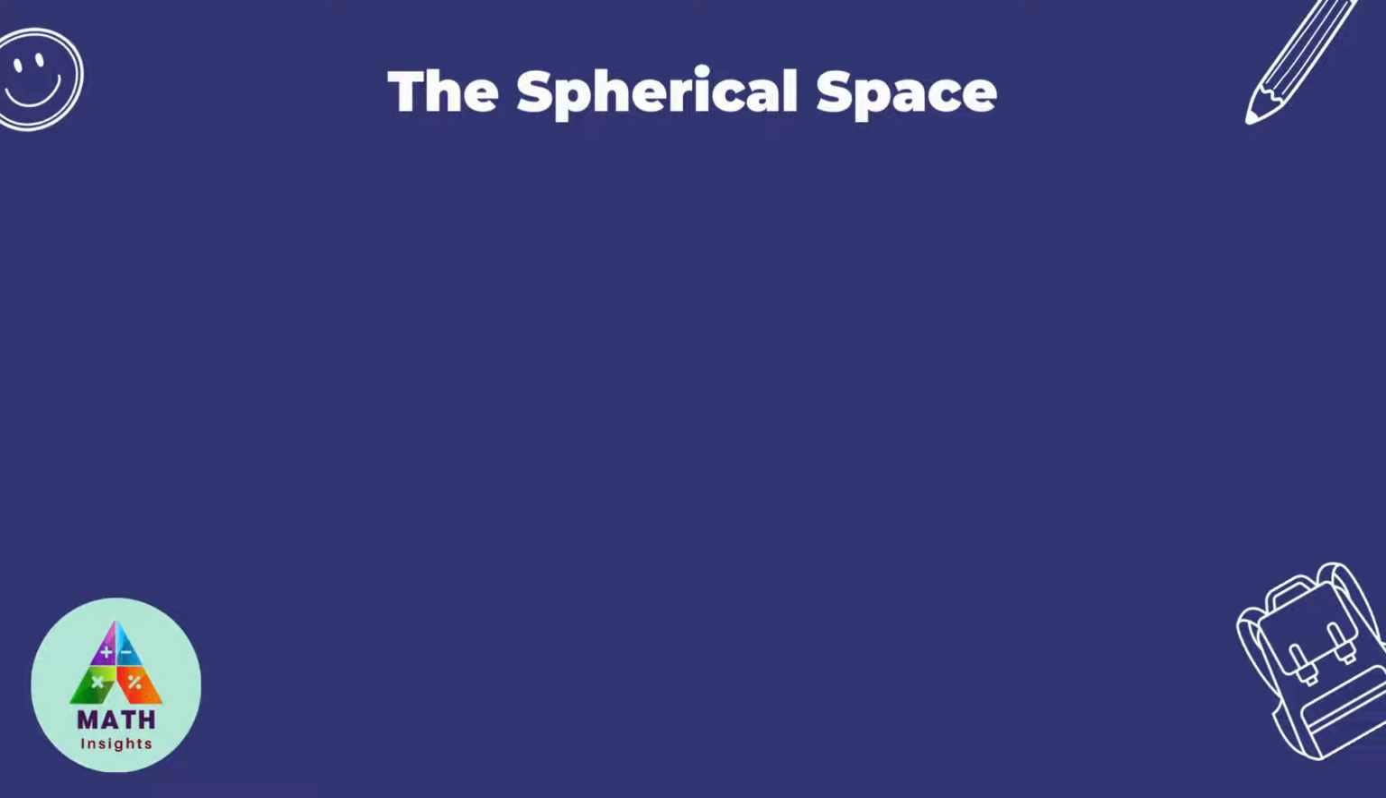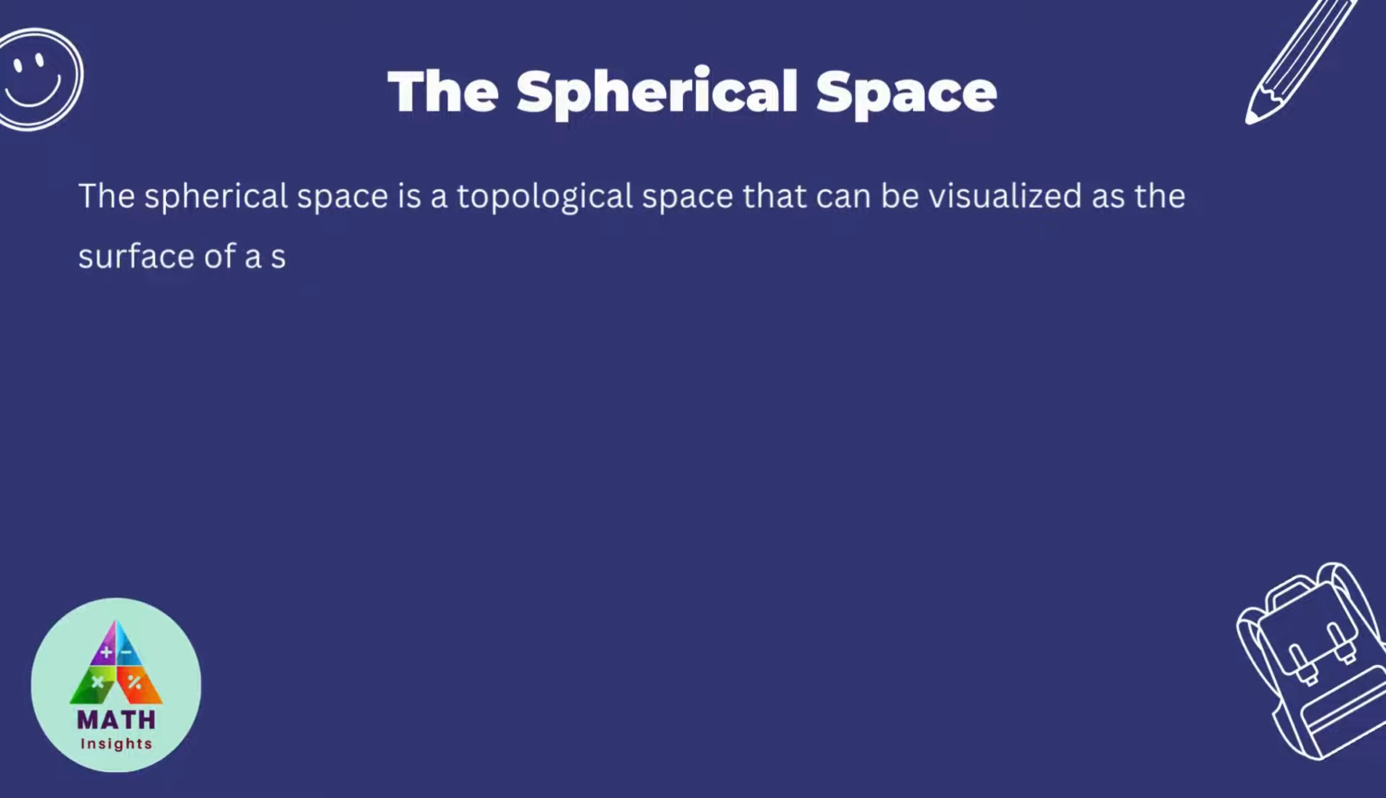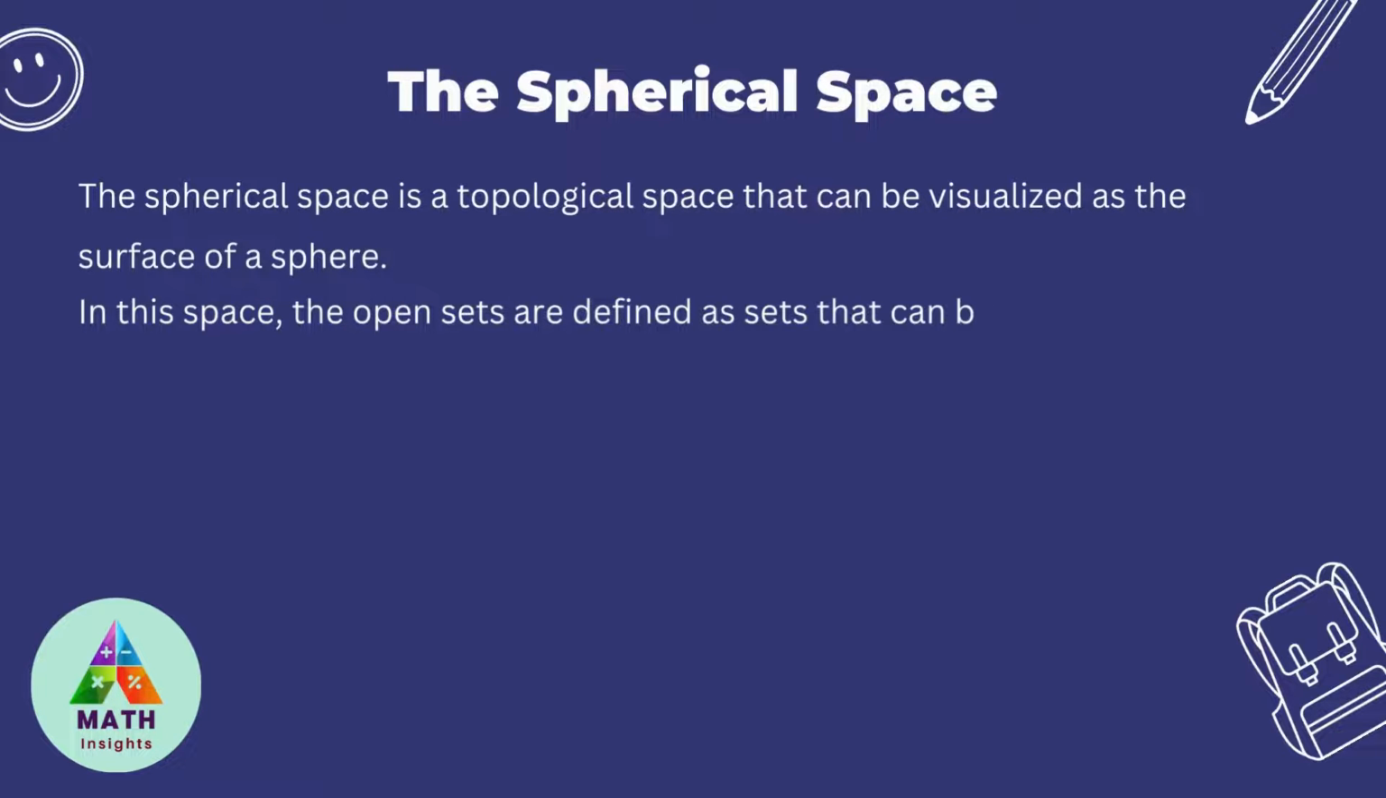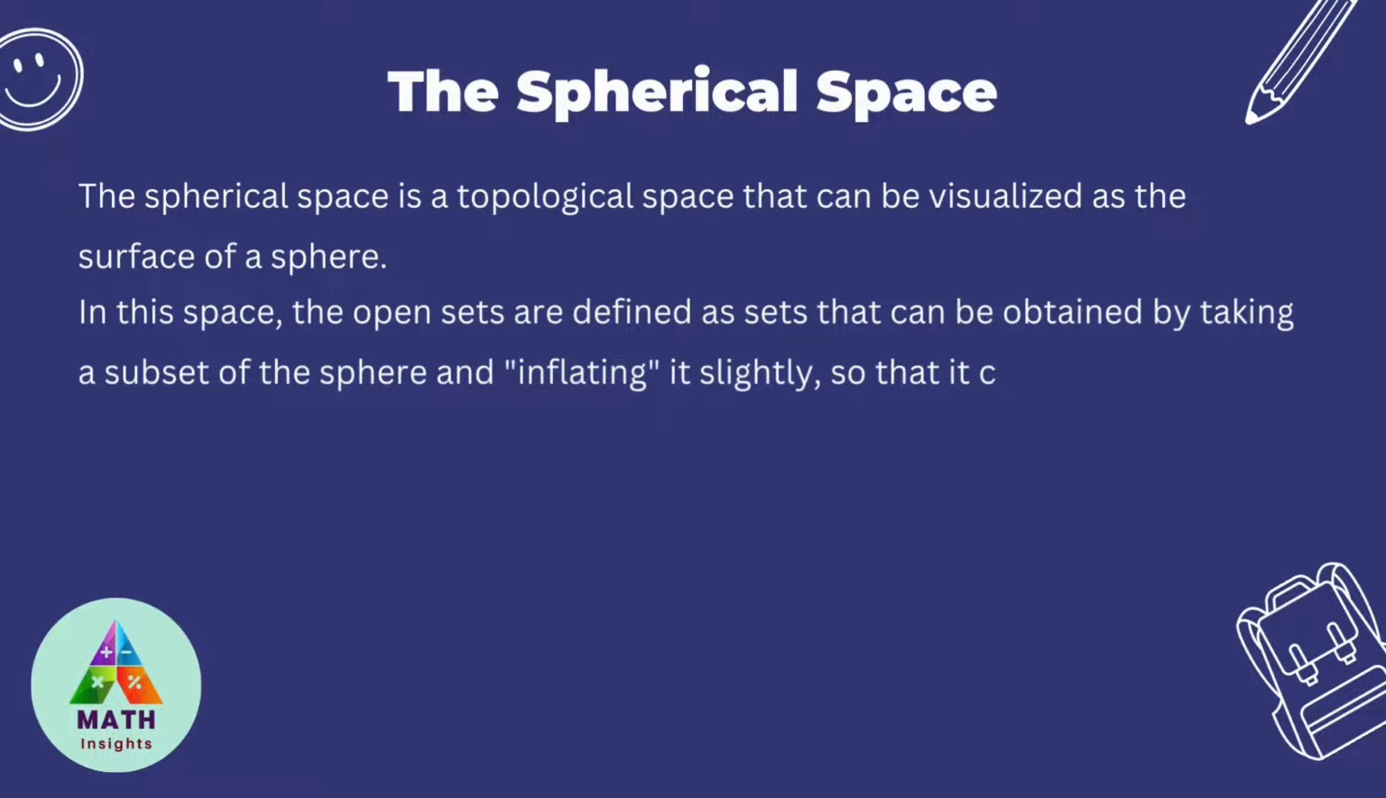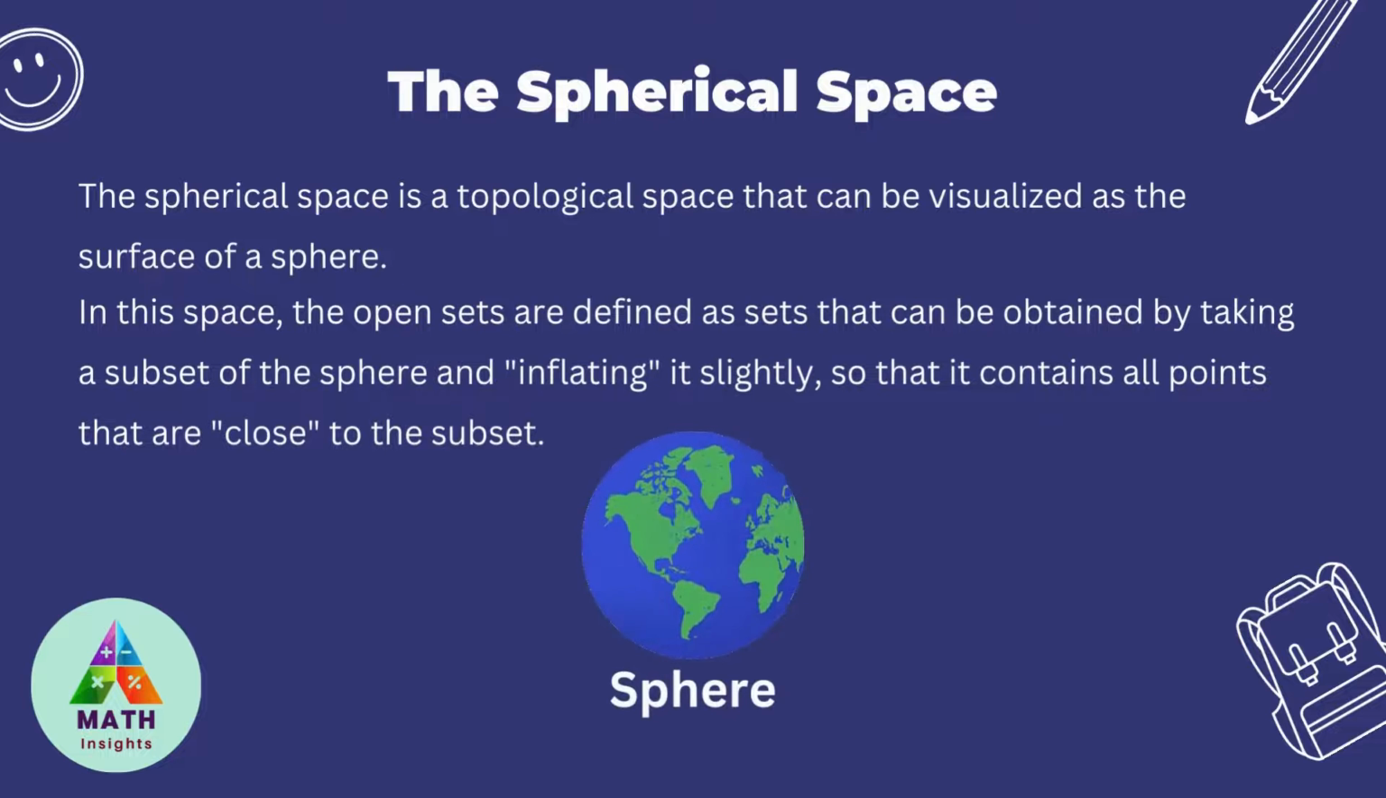Our next example is the spherical space. The spherical space is a topological space that can be visualized as the surface of a sphere. In this space, the open sets are defined as sets that can be obtained by taking a subset of the sphere and inflating it slightly so that it contains all points that are close to the subset. You can see the map of the world, which represents spherical space.